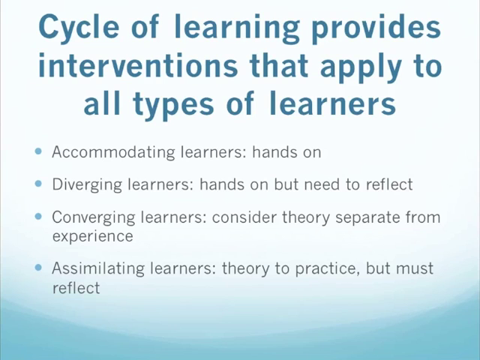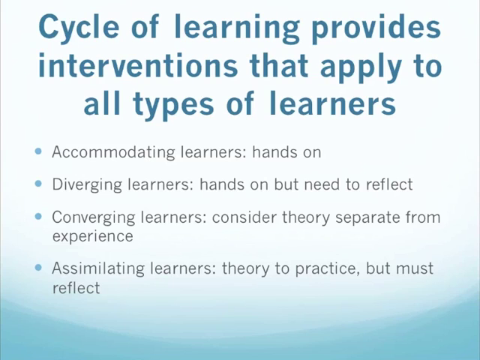The cycle of learning provides interventions that apply to all types of learners. As we look at the learners, the people who go between active experimentation and concrete experience, as you're looking at Kolb's theory on your handout between 9 and noon, those tend to be our accommodating learners. They're hands-on learners. The people between noon and 3, between the concrete experience and the reflective observation, those are the diverging learners. They like to be hands-on, but they need an opportunity to reflect.